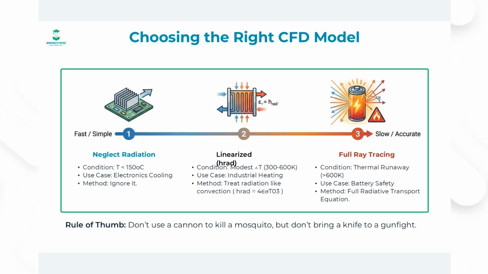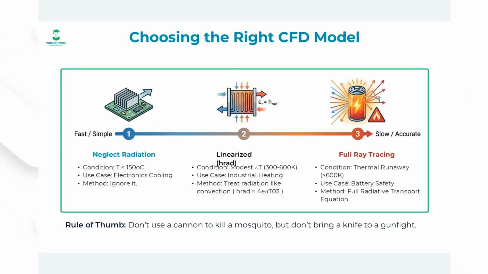And ultimately, we have option 3 here. This is full ray tracing. Now, what happens in a case of thermal runaway where temperatures are greater than 600? Well, in such cases, again, T to the power 4 nonlinearity is too violent for shortcuts. You cannot linearize a fire. You must solve the full RTE, the radiative transport equation, to capture how energy beams across gaps and essentially reflects off these surfaces as well. This model is slow, but it is necessary for safety analysis. It is essentially the only way to be accurate.